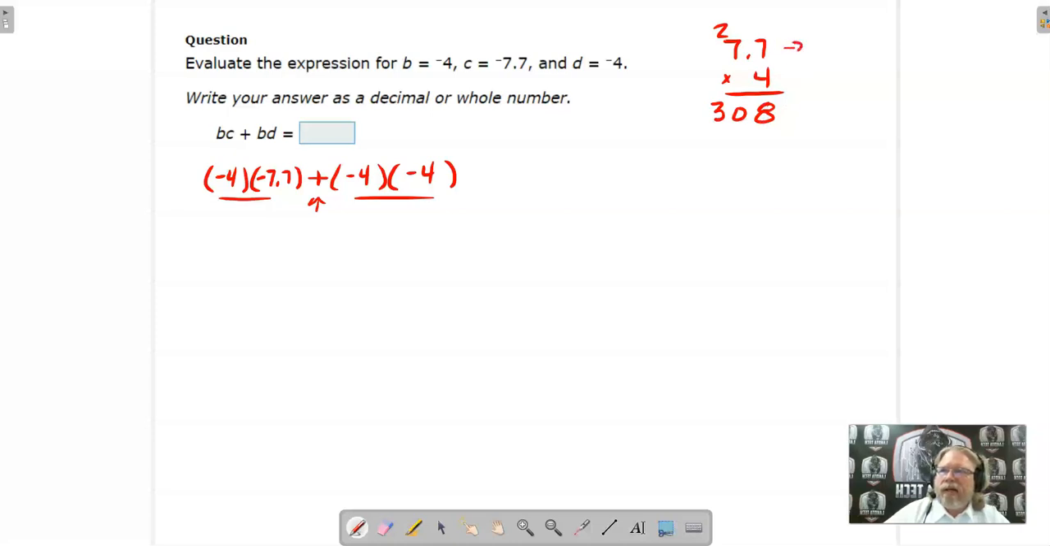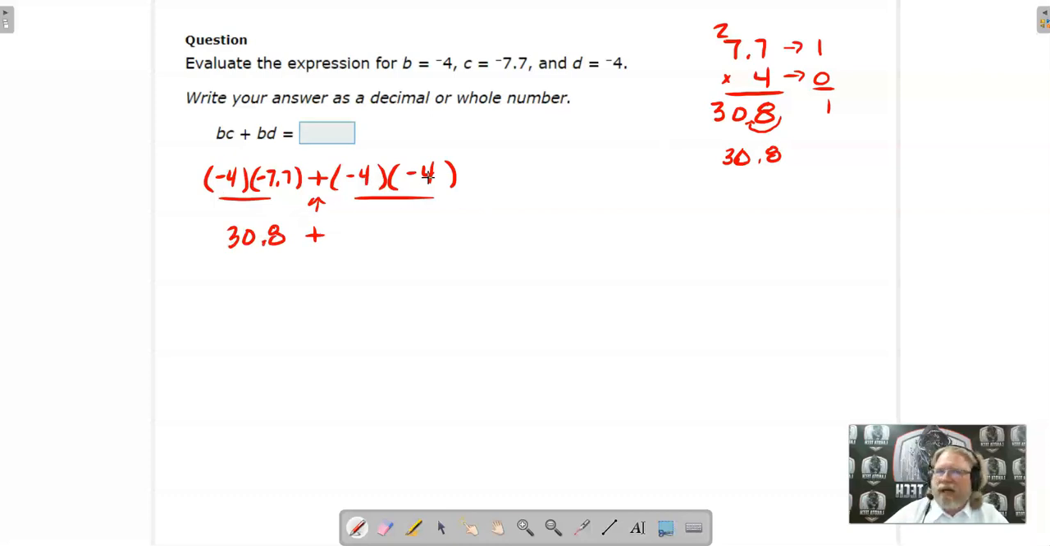Now we have to deal with the decimal. Here there's one number behind the decimal, and here there's no decimal, so we have 0, and 1 plus 0 is 1. So we need to move the decimal over one place, and we would get 30.8. So on my first side here, I have 30.8. Again, that is negative times negative, so it's positive. And let's bring down our plus sign here.